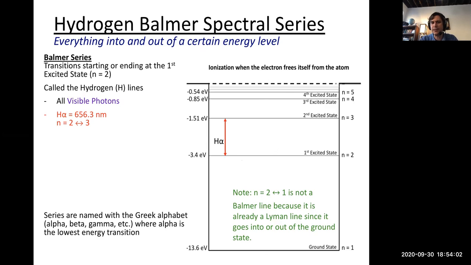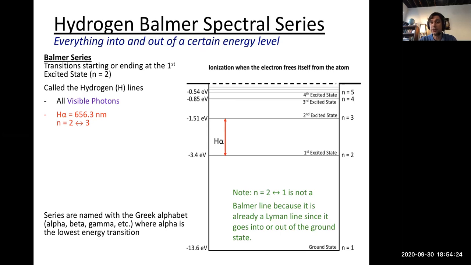But we name the lines hydrogen lines because they are the first ones that were studied, simply because humans could see them. So when we looked at all of the absorption and emission spectrum of hydrogen that I've shown you so far, we were looking at the Balmer spectral series, the visible light photons that interact with hydrogen.